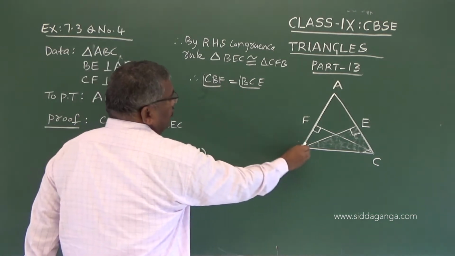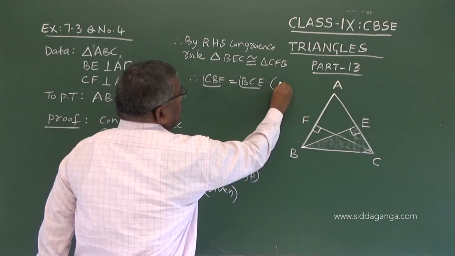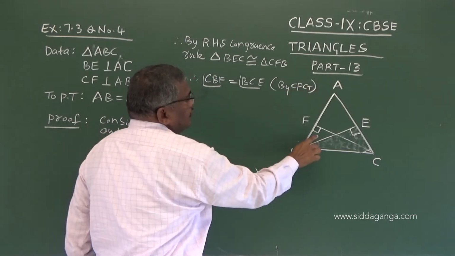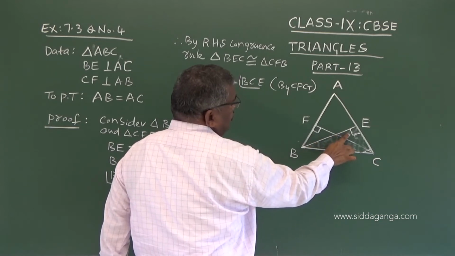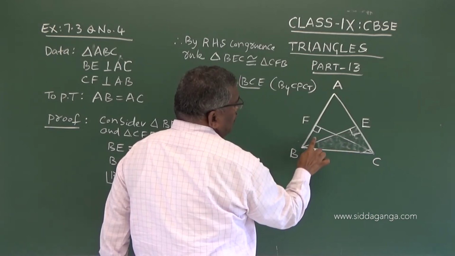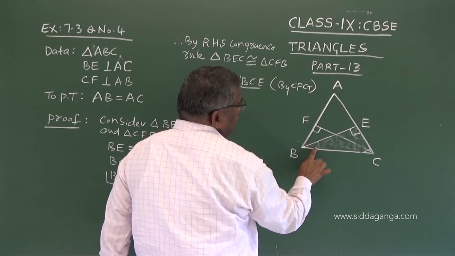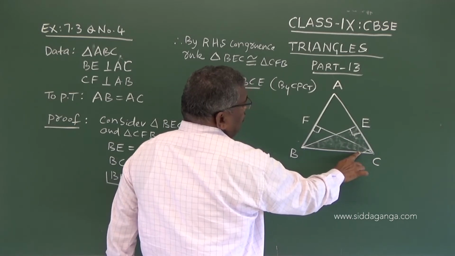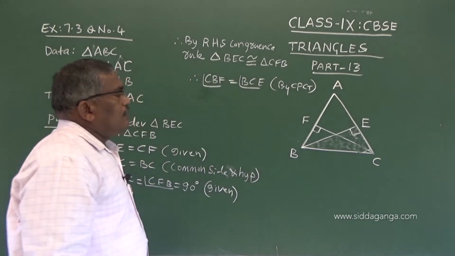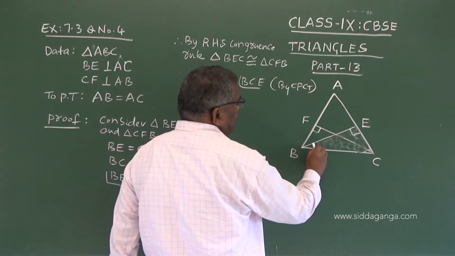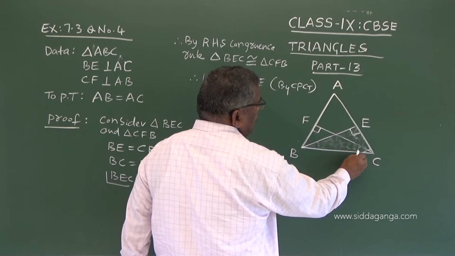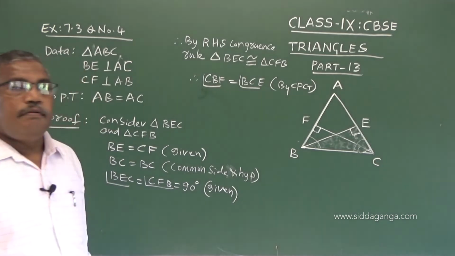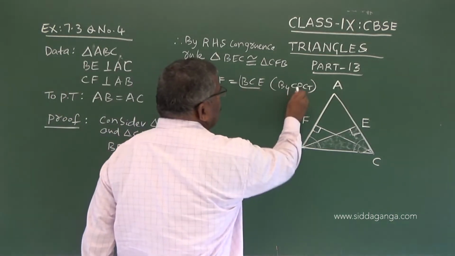So how these two are equal? This is by CPCT. So we have proved that these two triangles are congruent. So therefore the corresponding angles, right angle equal to right angle, these two. And the remaining corresponding angles at the vertices, this angle and this angle. So therefore by CPCT, these two are equal.